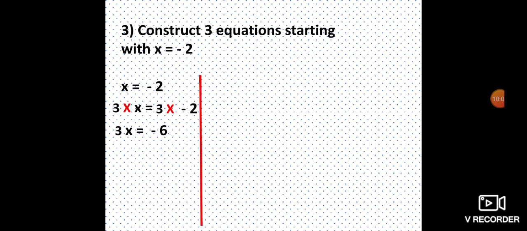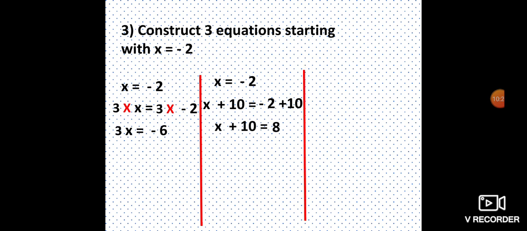Very simple. Next question. Solution is x equal to minus 2. Then x plus 10. LHS is added by 10, RHS is also added by 10. Minus 2 plus 10. x plus 10 equal to 8. Next, x equal to minus 2 is the same solution. We add 50 to LHS, we add 50 to RHS. x plus 50 equal to 48. Okay, these are about solving of equations.